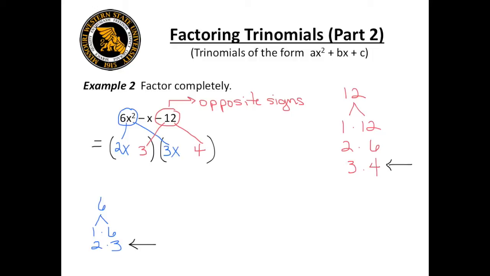Now recall, the signs of these two numbers should be opposite. So that means one of them should be a positive and one should be a negative. So, not knowing which should be which, let's just go ahead and try placing a positive with the 3 and the minus, the subtraction, the negative with the 4.